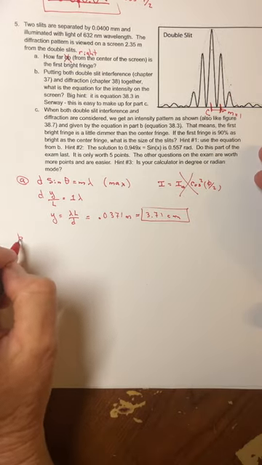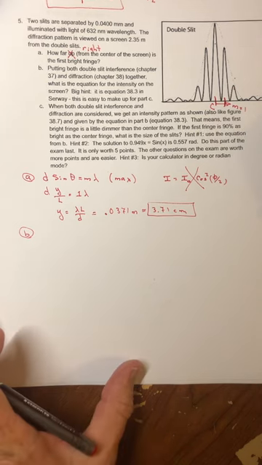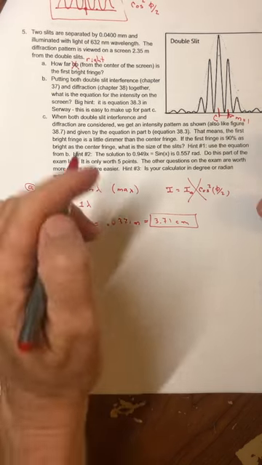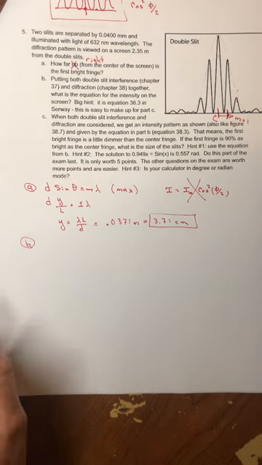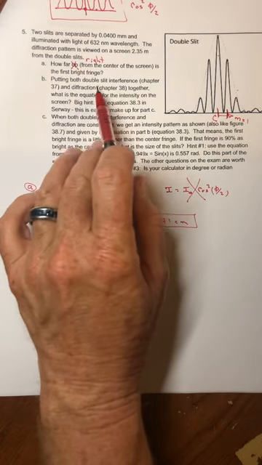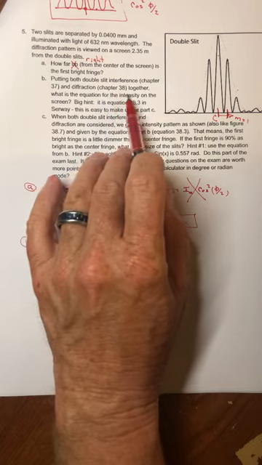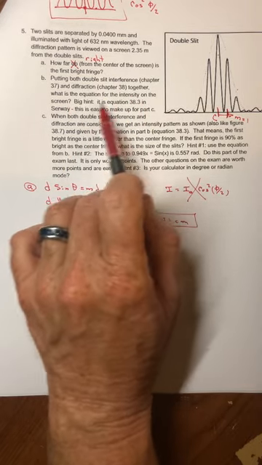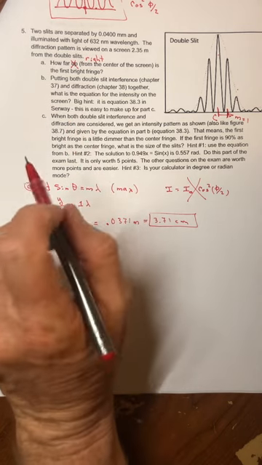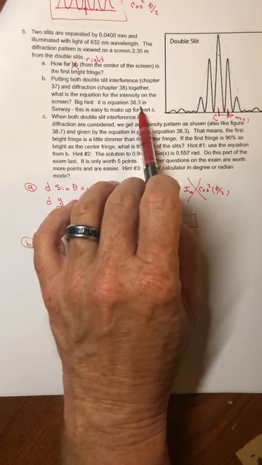All right, now B, to be honest, is here to kind of water down the value of the points of C, which is a hard one, and then B is really kind of an easy one. Because it says here, then, putting both the double slit interference of chapter 37 and the diffraction of 38 together, so that's what I've been talking about for the last few minutes, what is the equation of the intensity on the screen? And then here's a big hint. This is equation number 3 in chapter 38.